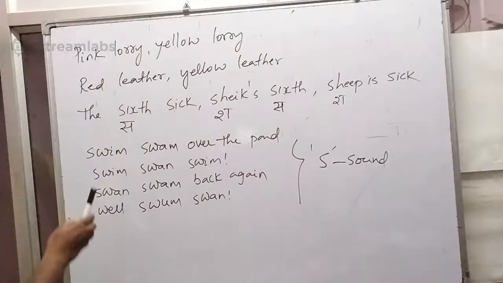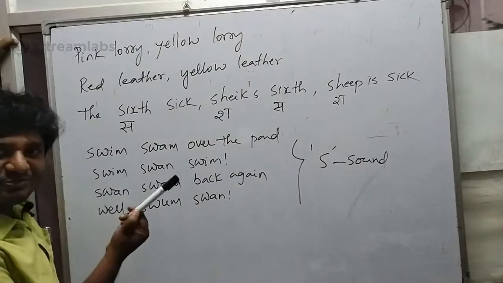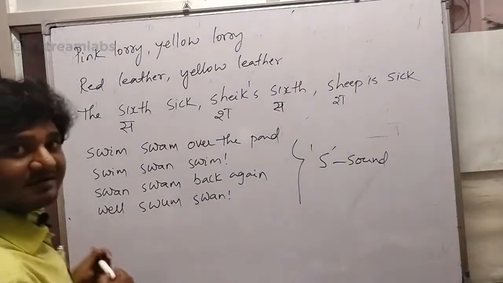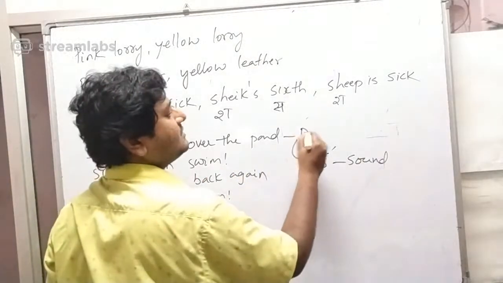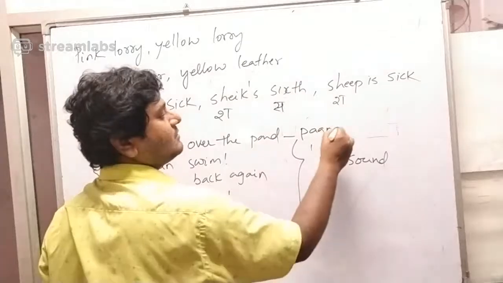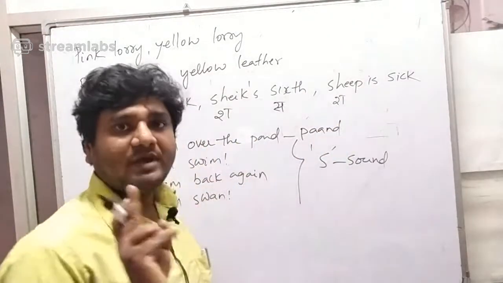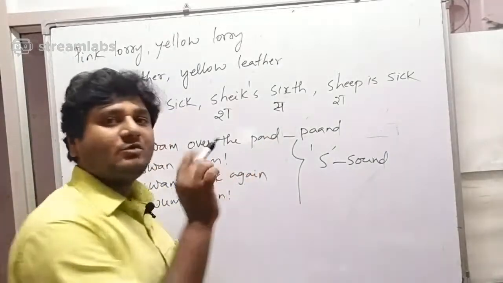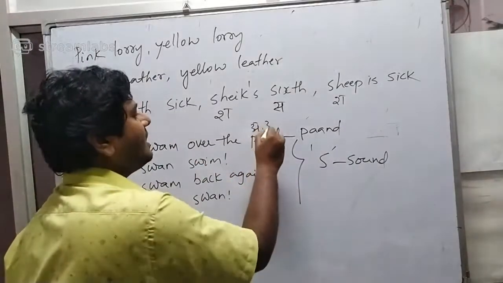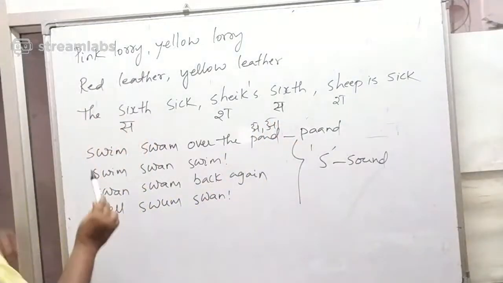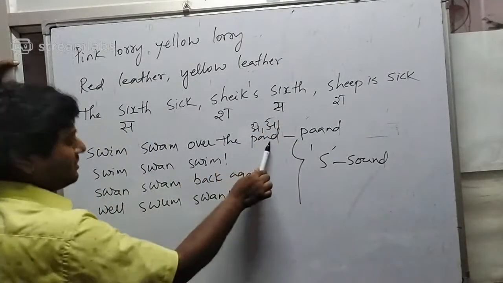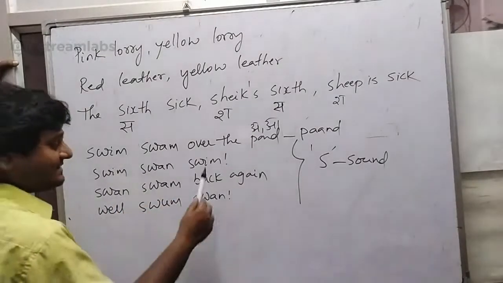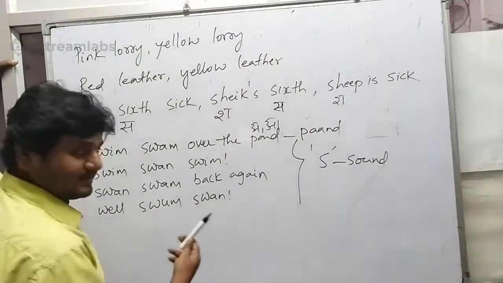Right. I'm reading. Swim, swam over the pond. See here, it is over the pond. Pond. Pond. Okay? Don't say po. Pa. Job, no. Job. So, the O sound is always a in that way. Swim, swam over the pond. Swim, swan, swim, swan, swam, back again. Well swum, swan.